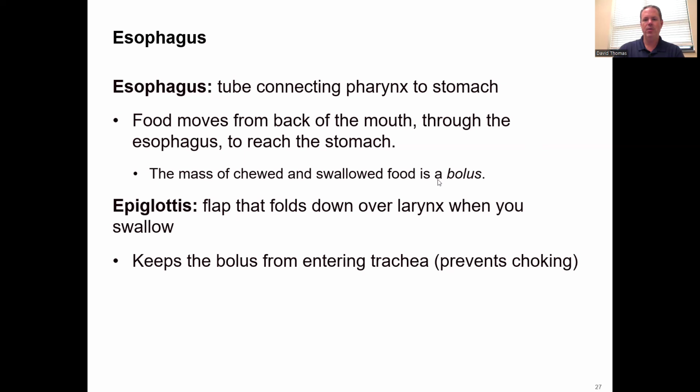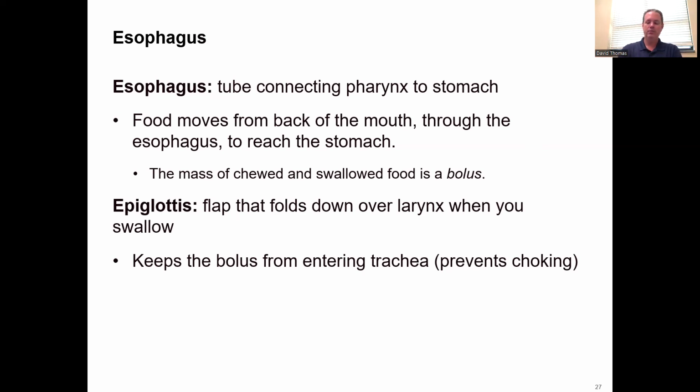One vocab word here is, once you mix up that food and start that digestion process, you chew it up, mix it with some saliva and a little bit of enzyme, and swallow it, it's now referred to as a bolus. It travels down the esophagus in a wave-like action. Again, the esophagus is lined with smooth muscle, and it contracts and pushes that food down that tube.